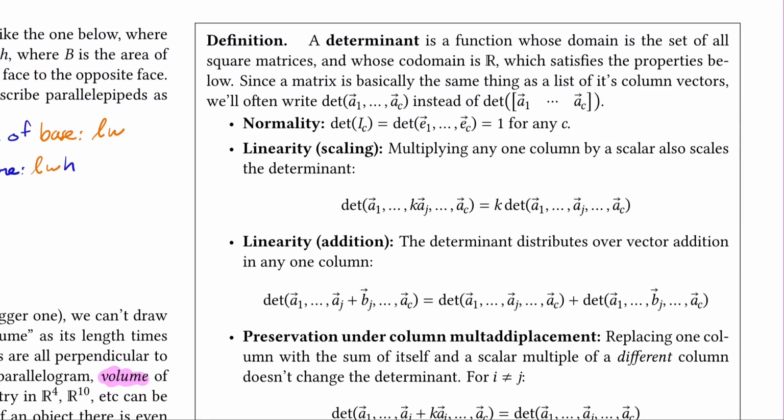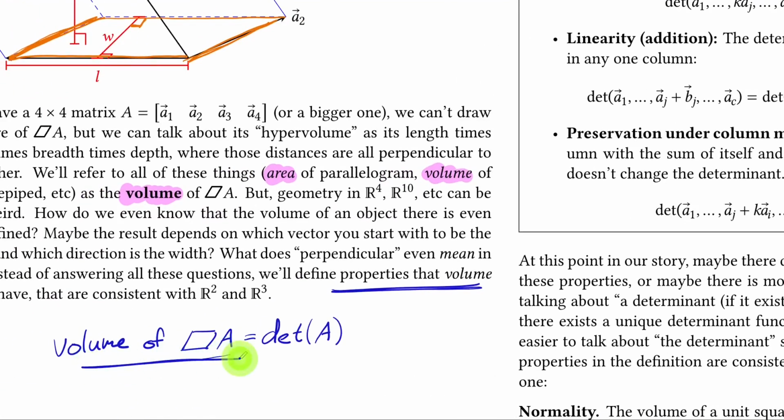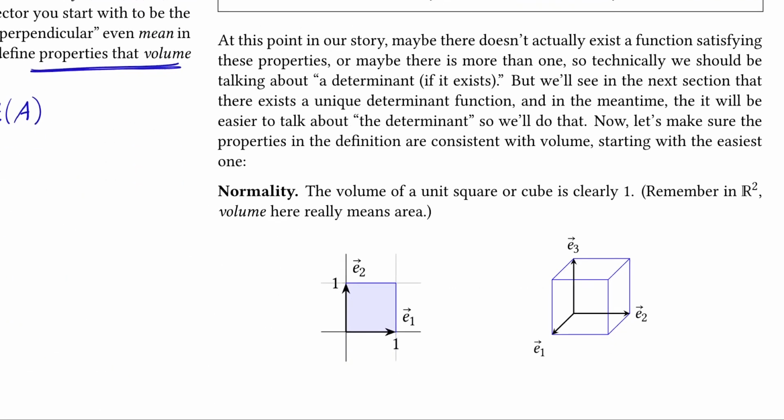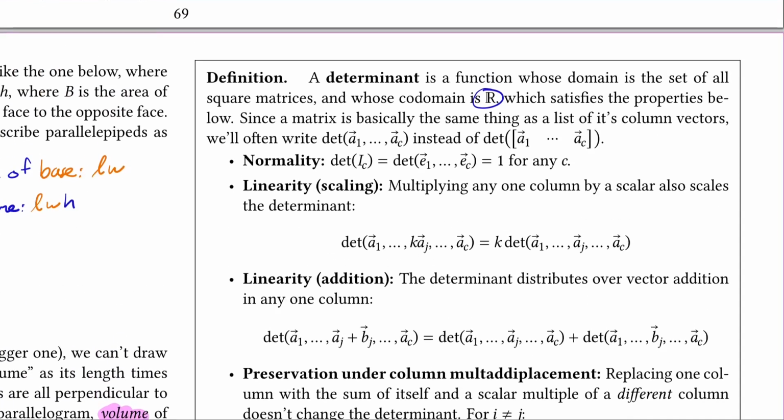Okay, now a determinant is a function whose domain is the set of all square matrices and whose codomain is R. So you plug in a matrix and you get a number. That number represents the volume of the parallelogram thing. And we want it to satisfy all of these properties. We're going to go through some pictures about why these are consistent with volume.